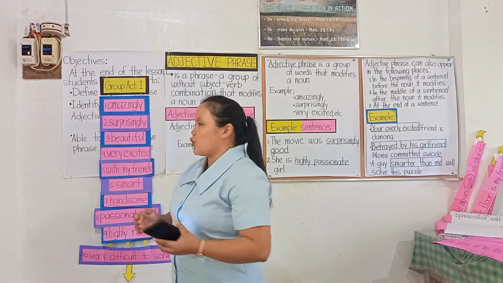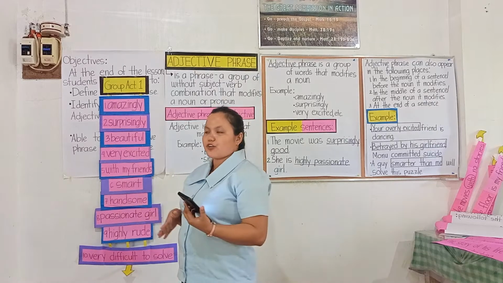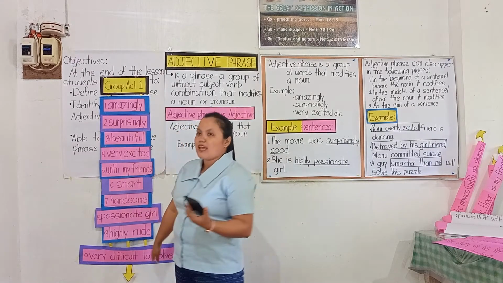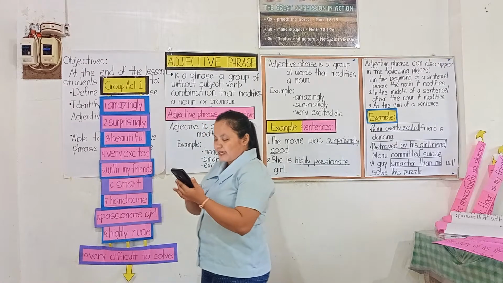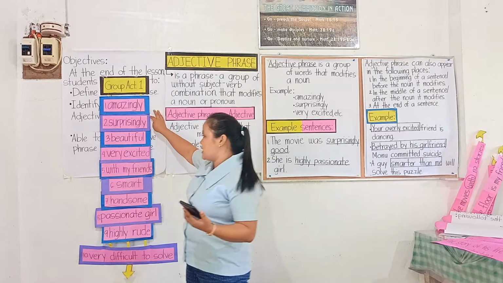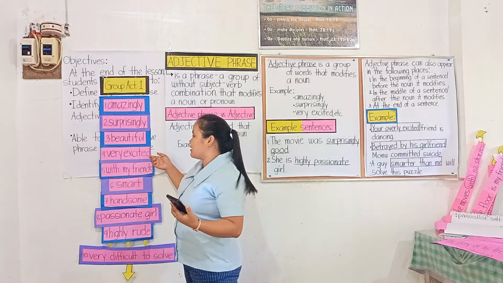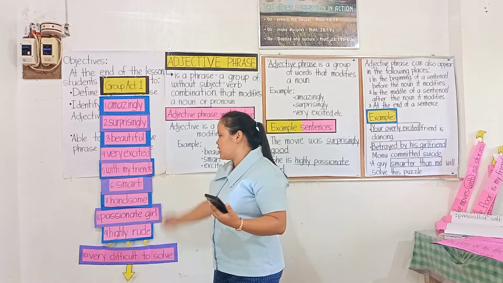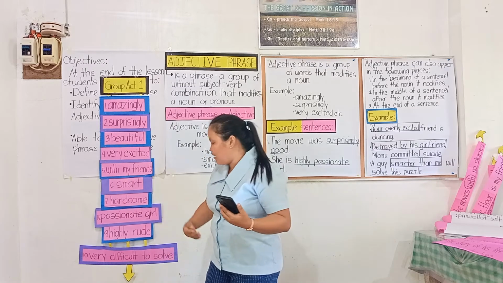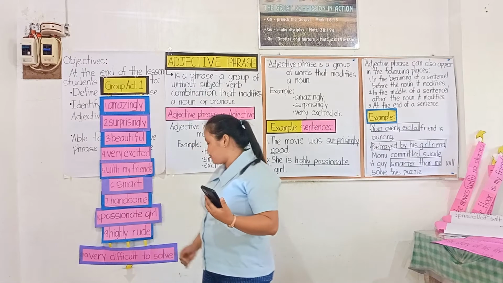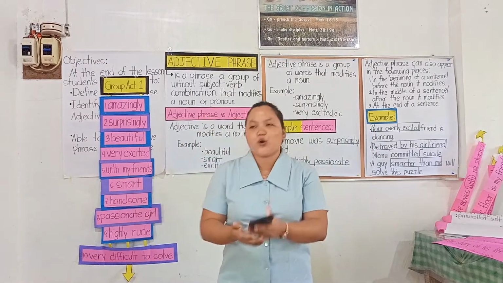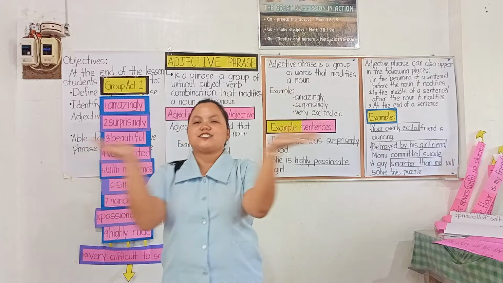So let's check first if your answers are correct. Okay, from number 1 to 10, the example of adjective phrase are amazingly, surprisingly, very excited, with my friend, passionate girl, highly rude, and very difficult to solve. Okay, job well done, class. You all deserve a big round of applause.